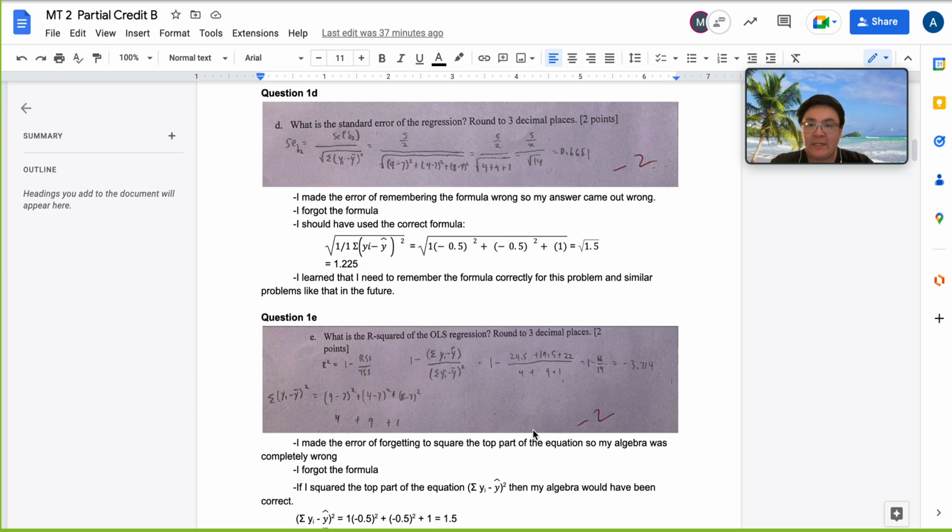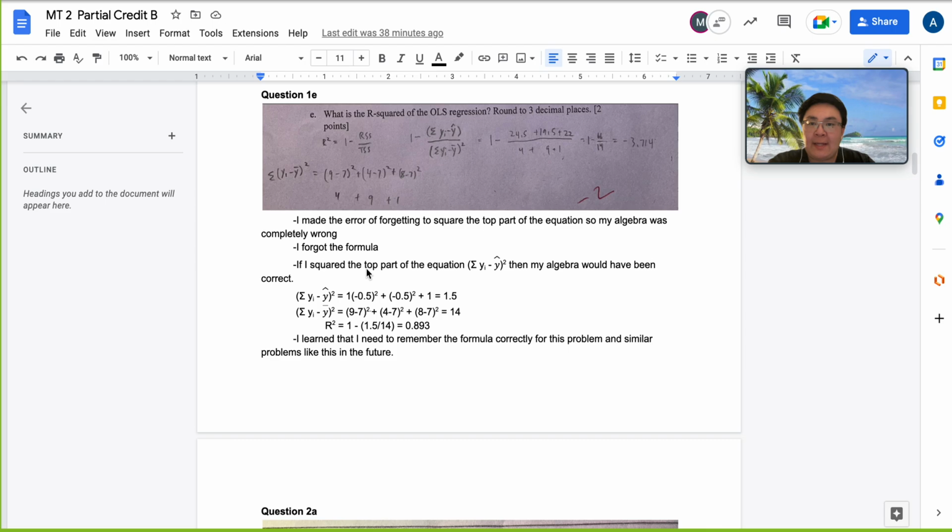For question 1d, it is asking us, what is the standard error of regression rounded to 3 decimal places? The standard error of regression is found using the formula of the square root of 1 divided by 1 times the summation of yi minus y hat, quantity squared. 1 divided by 1 is 1 times minus 0.5 squared plus another minus 0.5 squared plus 1. The whole thing square root is equal to the square root of 1.5, and when you plug into the calculator, you'll get 1.225.